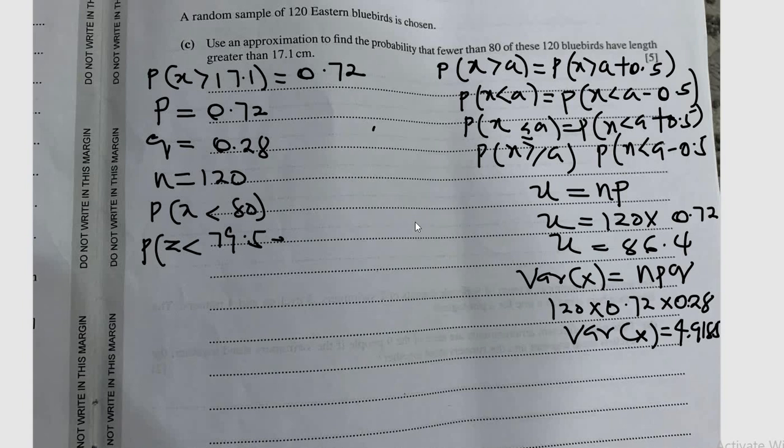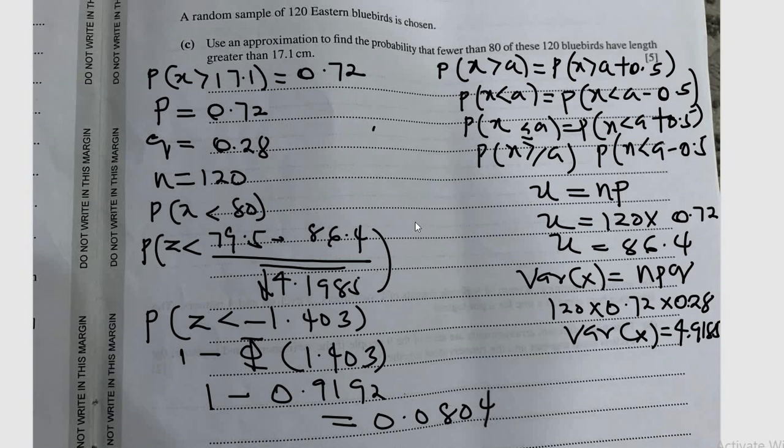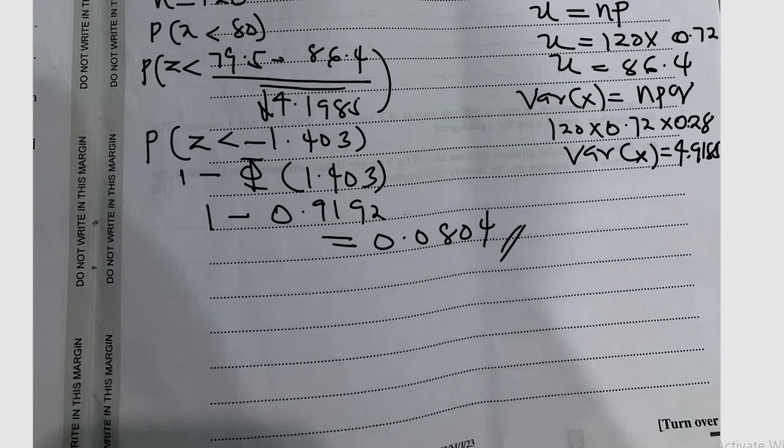So 79.5 minus 86.4 divided by square root of variance, square root of 4.9185. So we have probability of z less than minus 1.403, which is 1 minus phi of 1.403. Use your table, phi of 1.403 gives 0.9192, which gives 0.0804. That's it. I believe you understand.